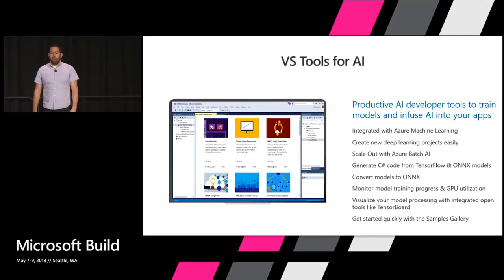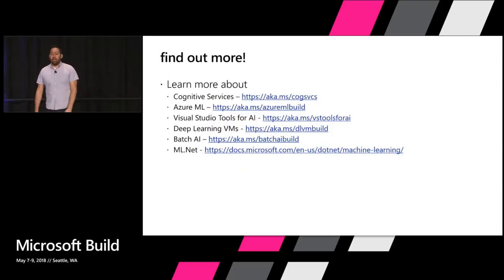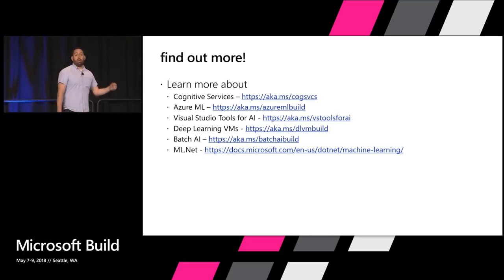Okay, so let's recap. Here's some things if you want to find out more, but I want to recap very clearly the key message today. AI is for everybody. You can use it today. You can do it one of three ways. You can start with our pre-built AI and use that right now. You should go do that tonight. Try it out. In fact, I think the first couple of thousand calls are free. Absolutely. You can use this for free right now.